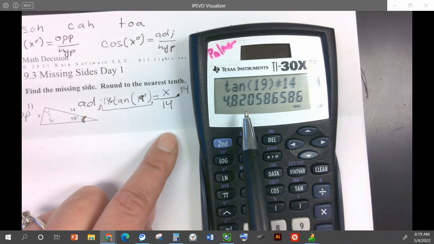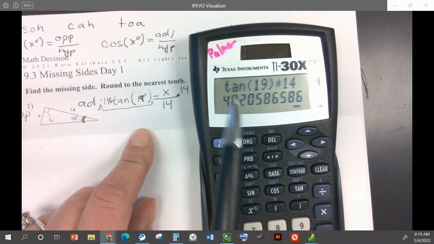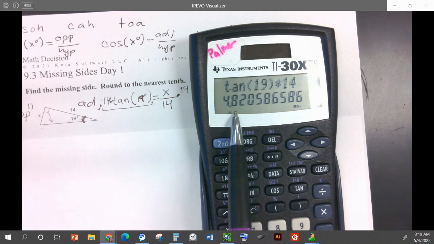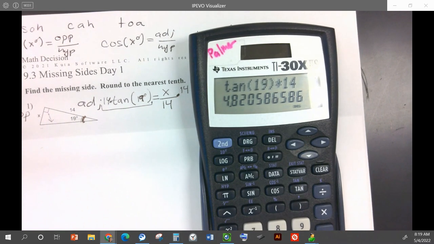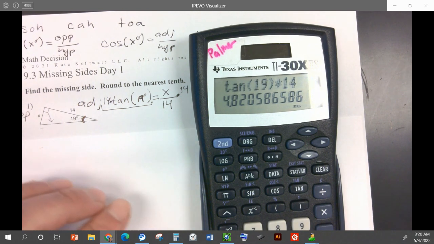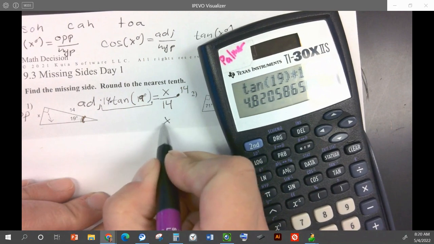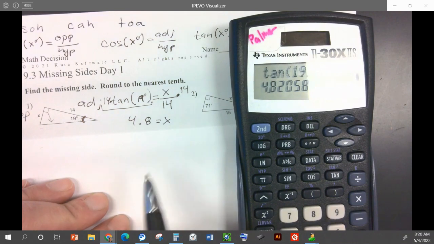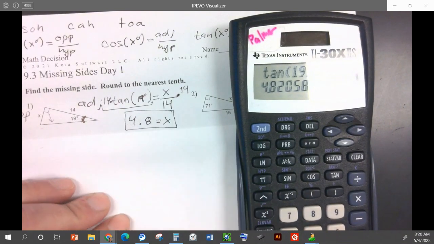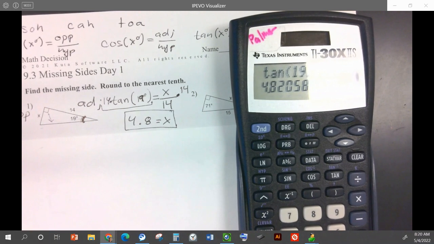And let's round to 1 decimal place. It says round to the nearest tenth. That's just 1 decimal place. So I'm going to go to the hundredths place, 1 past the second decimal. This number is a 2, so I'm just going to round down. So we just found x is 4.8. Okay, questions on that one?